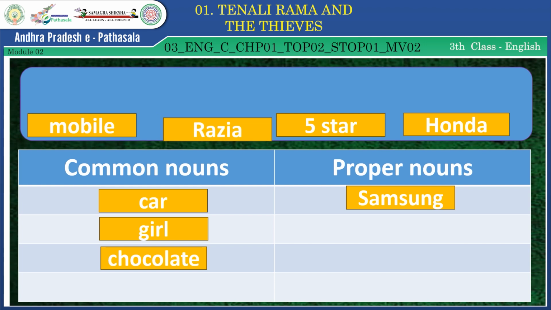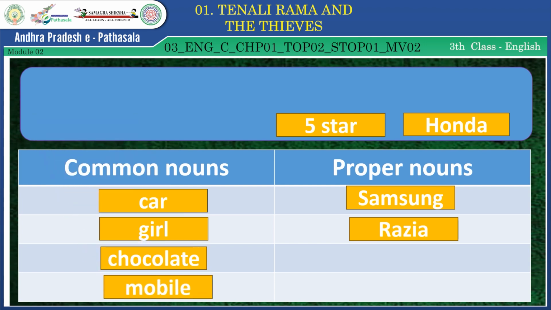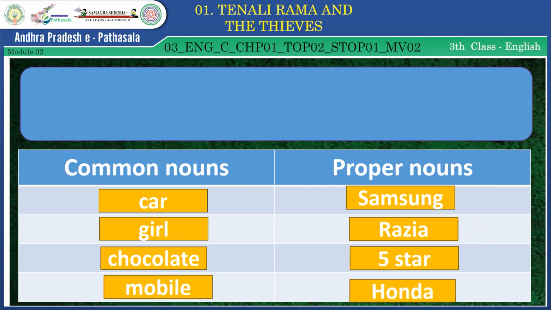Rajia. Well done, children. Rajia is a proper noun. Mobile. Well done, children. Mobile is a common noun. 5-star. Well done, children. 5-star is a proper noun. Honda. Well done, children. Honda is a proper noun. You did really well. Congratulations to all.